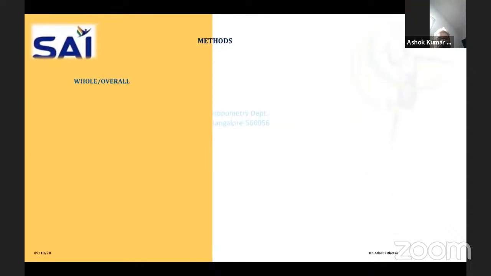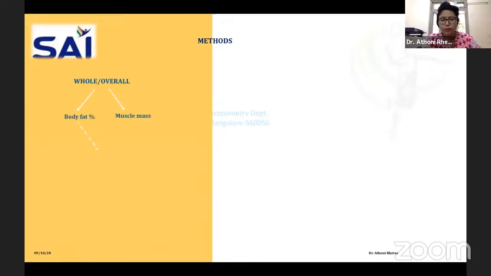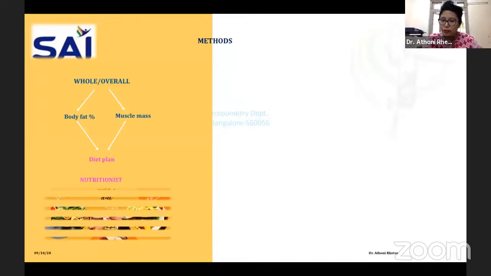Now coming to the methods, ठीक है, तो आप in methods actually you can use it in two different ways. Okay, now we have got a whole body composition. Now in whole body composition, say for example in a person, if you want to find out the overall body fat percentage or the muscle mass, you can go for this one. Now this report actually will help in your diet plan, for consulting a nutritionist.